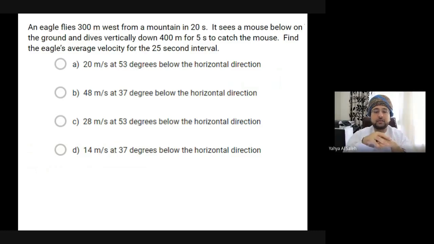An eagle flies 300 meters west from a mountain. Remember, never eat silly worms. Okay. An eagle flies 300 meters west from a mountain in 20 seconds. It sees a mouse below on the ground and dives vertically down 400 meters for 5 seconds to catch the mouse. Find the eagle's average velocity for the 25-second interval. And we have 4 options.